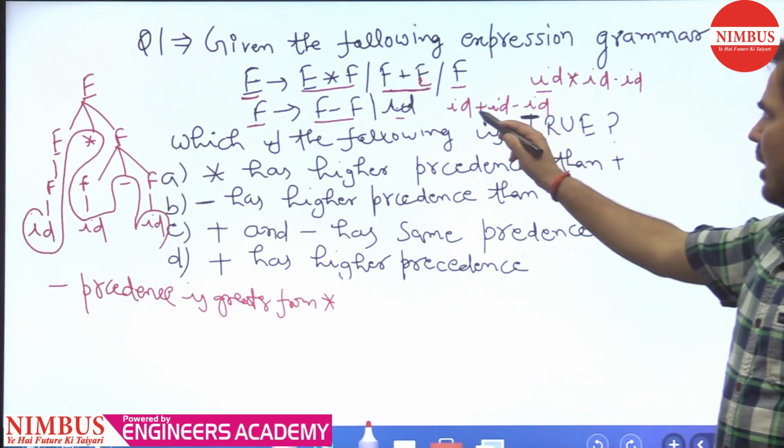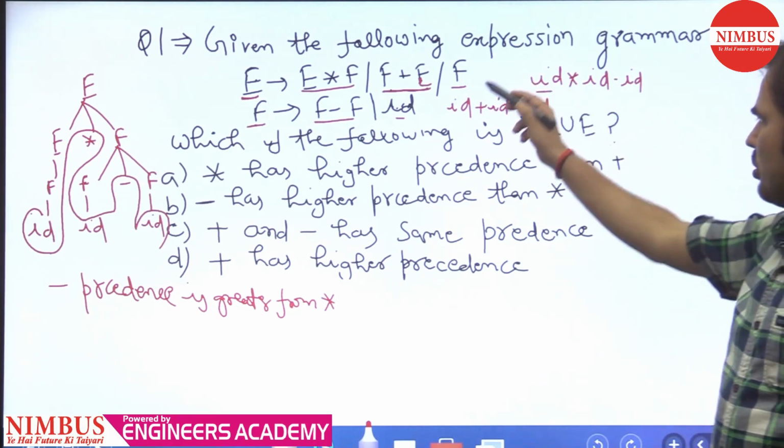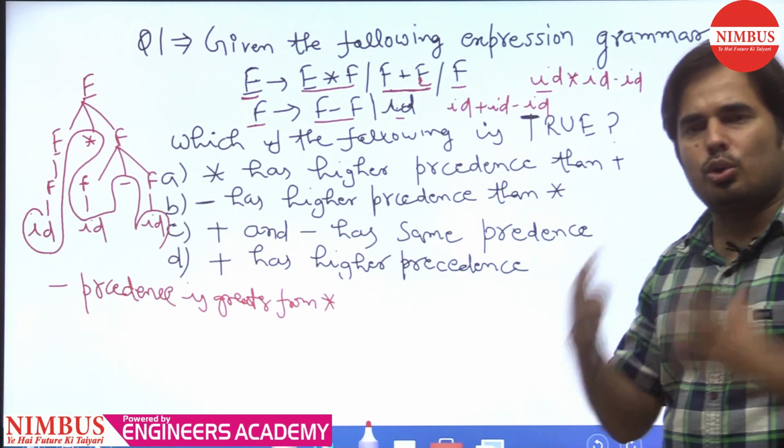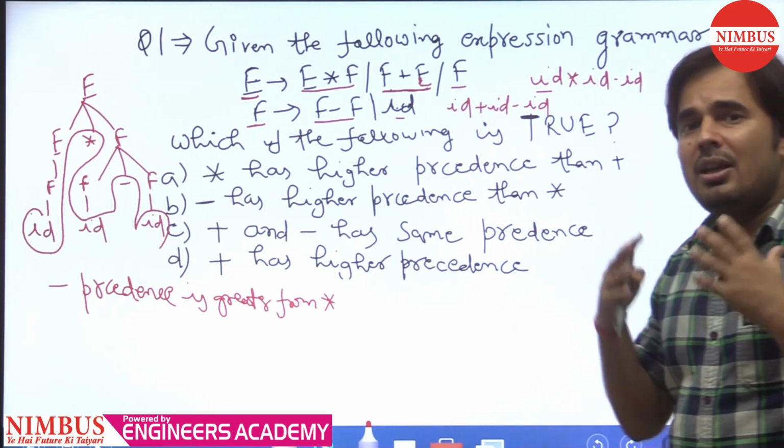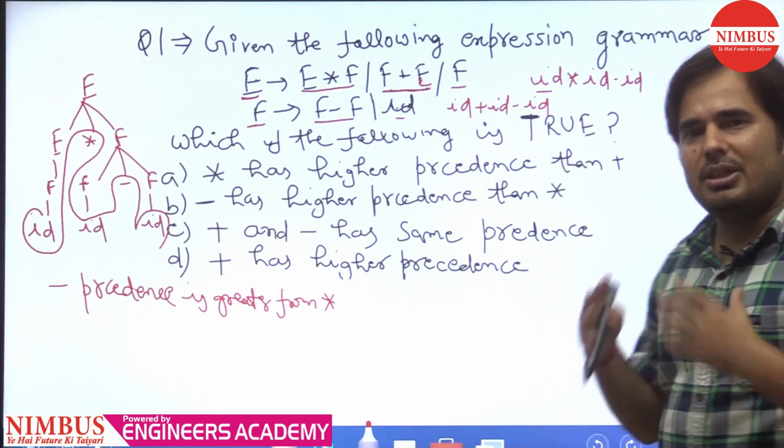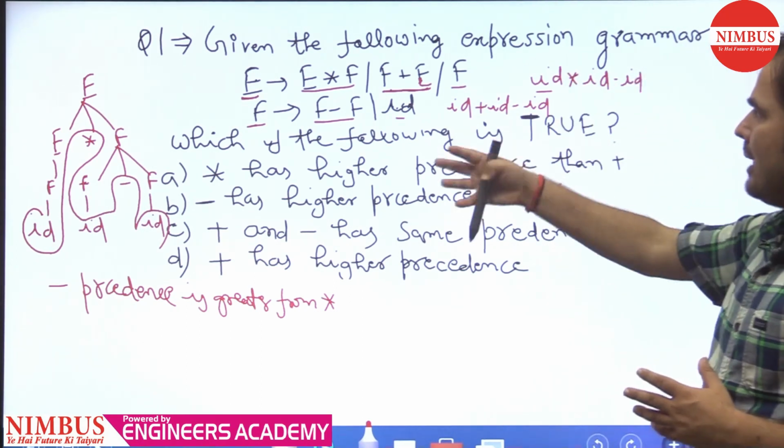Okay guys, so id plus id minus id, so I am going to generate the parse tree for this one, and with the help of that parse tree we can show कि माइनस का जो प्रीसीडेंस है वो सही में हायर है from the asterisk and plus.